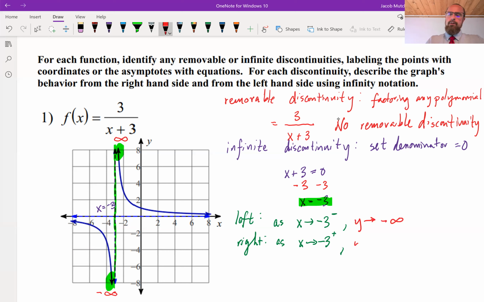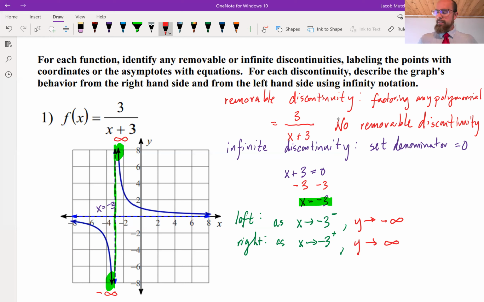And that's how I'm going to finish my function behavior statement. As x approaches -3 from the right, y approaches positive infinity. So that completes the task for this first example.